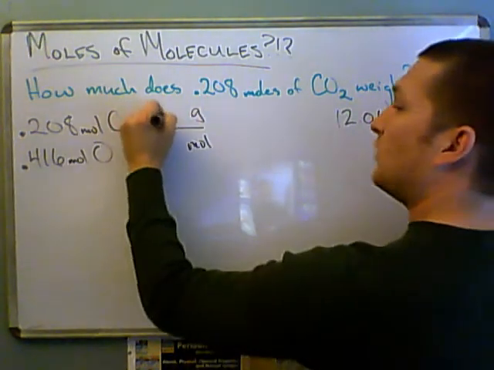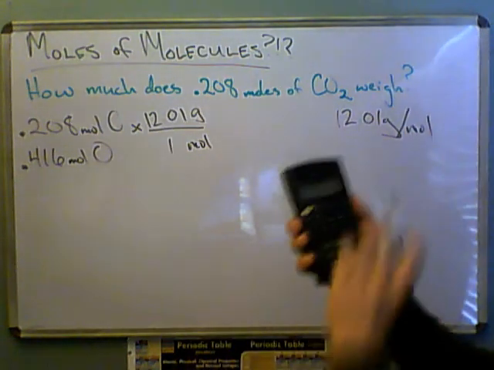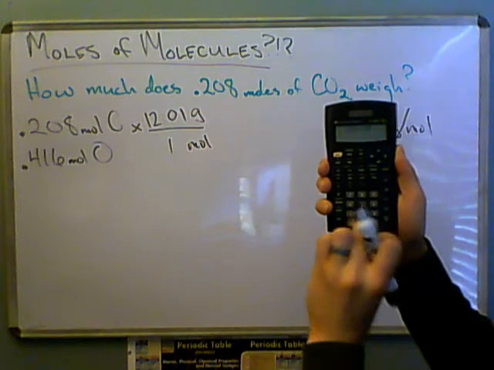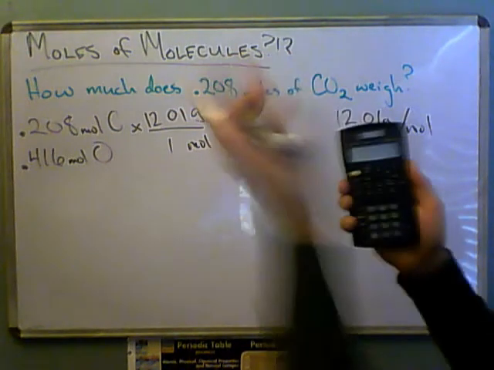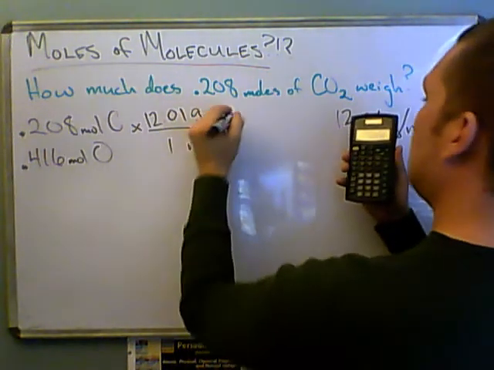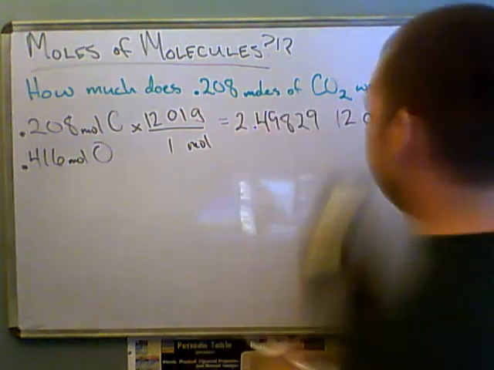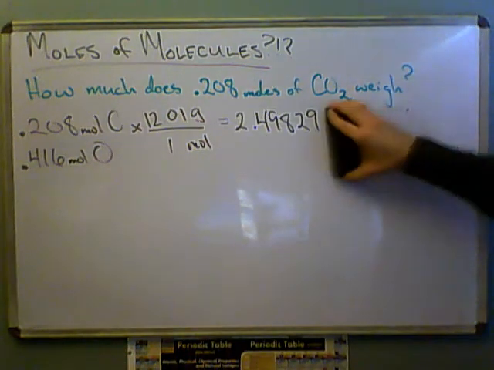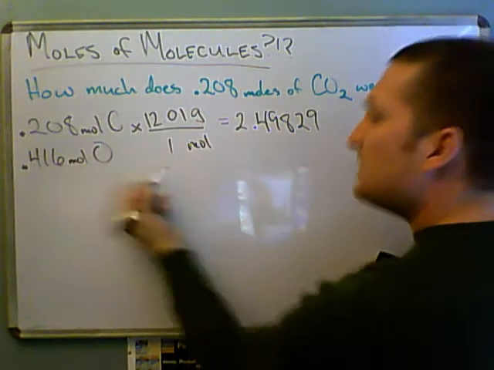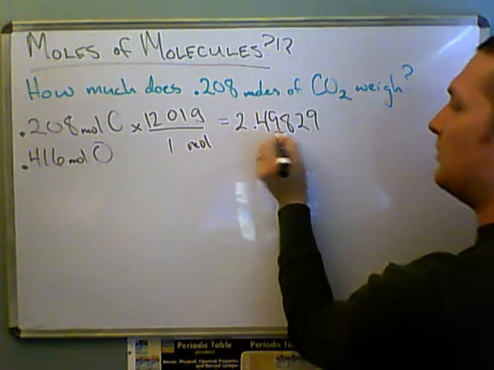I put 12.01 at the top, for every 1 mole. So now I'm just going to plug that in. 0.208 times 12.011, well, it's 12.01, but it's 12.011. Divide by 1, hit enter, and I get 2.49829. Now you want to trail out as many digits as you can, but let's think, how many significant digits do I have here? There's 4, there's 3, I'm limited to 3, so I'm going to keep a note of that.